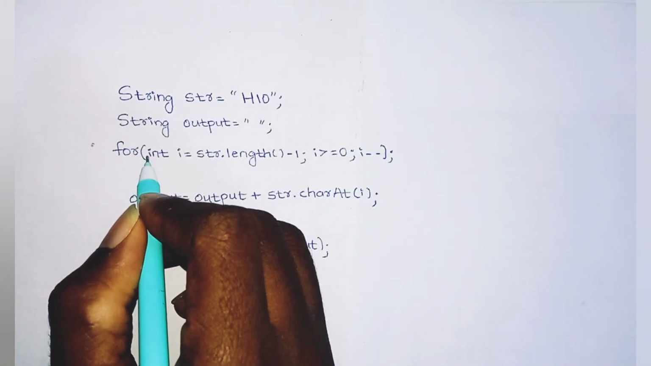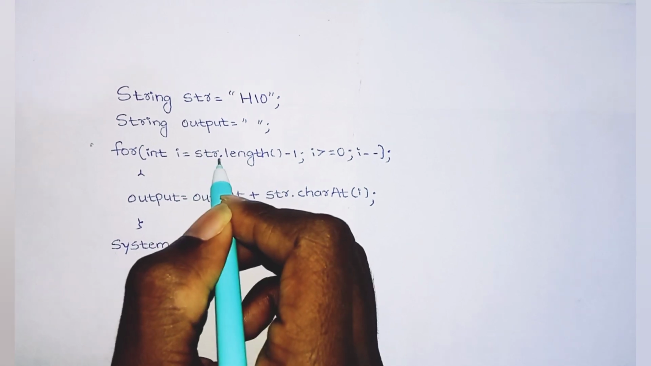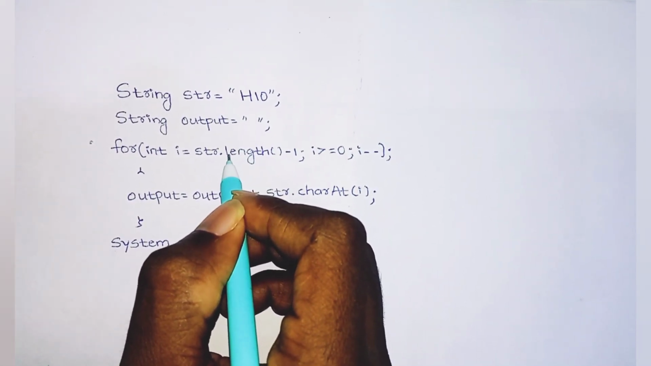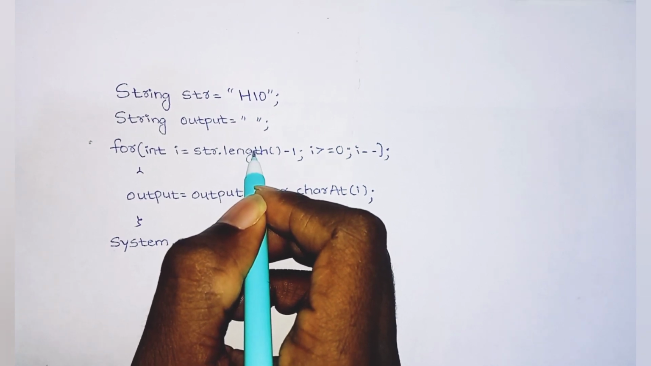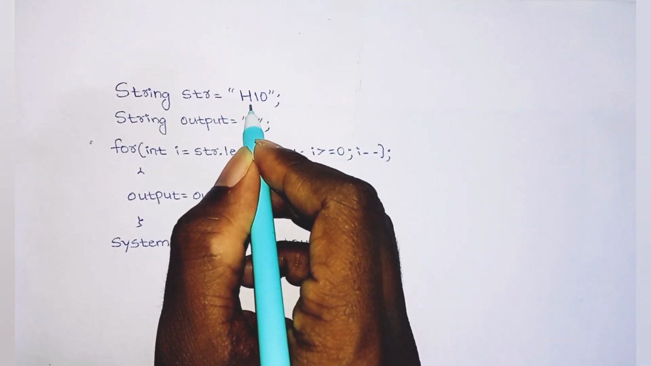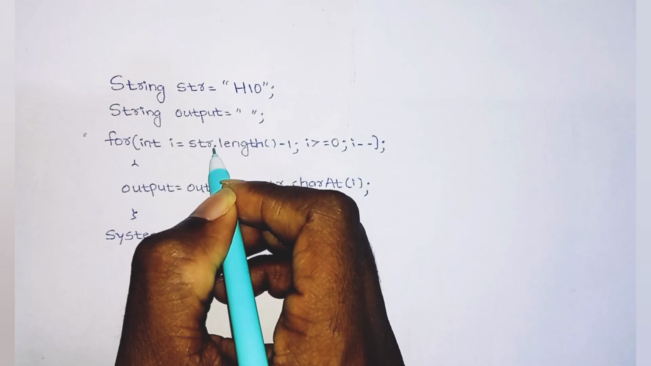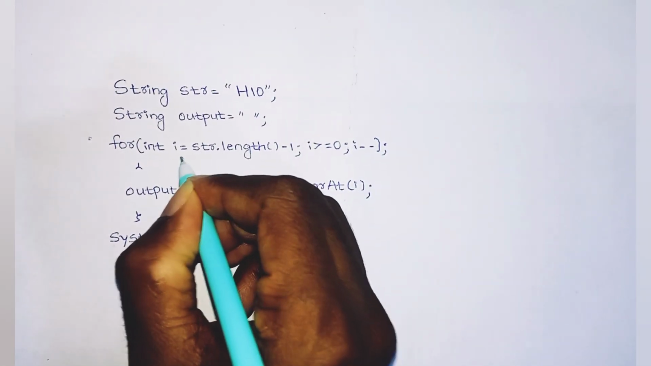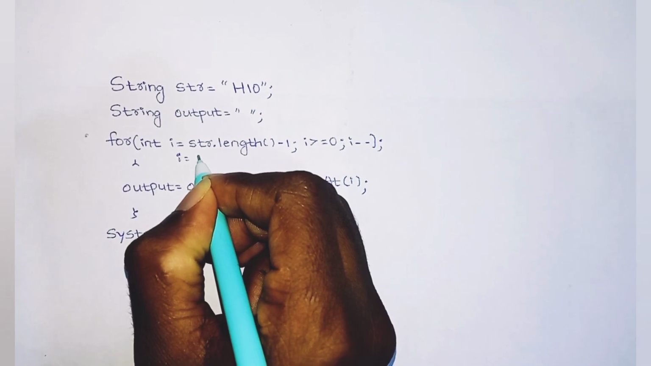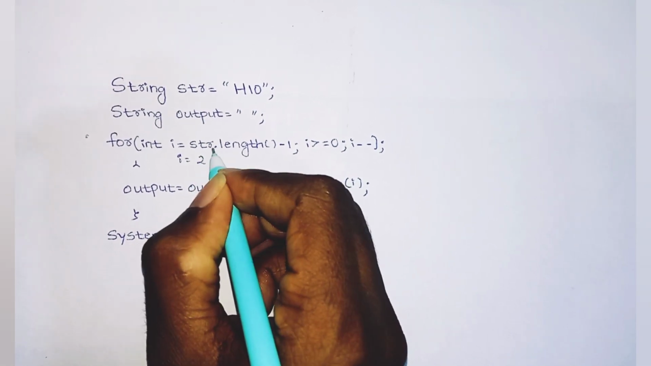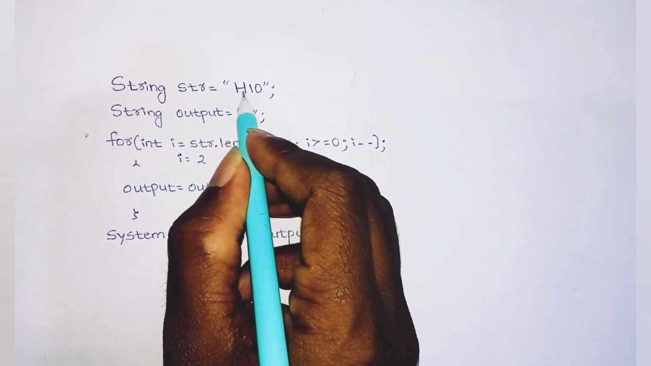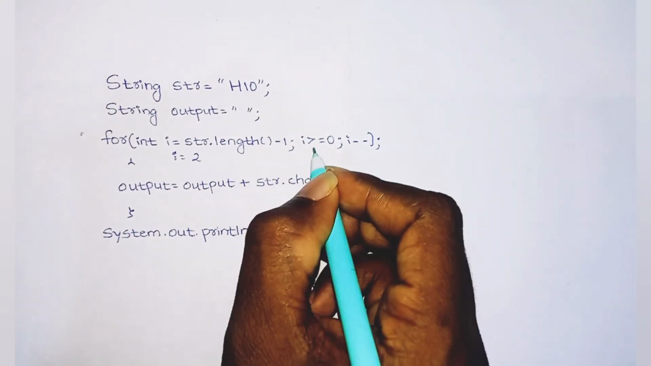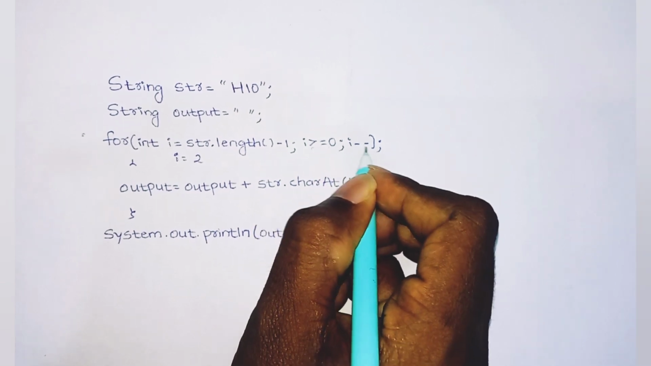Now I have taken the for loop. Here int i equals str.length minus 1. As we have seen in the predefined methods, str.length gives us the length of the string. Length is the number of characters, so str.length minus 1 is 3 minus 1, that is 2, so i equals 2. Then i greater than or equal to 0, and then i minus minus.